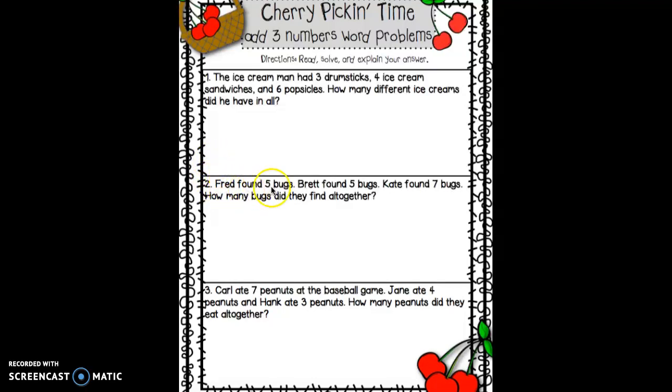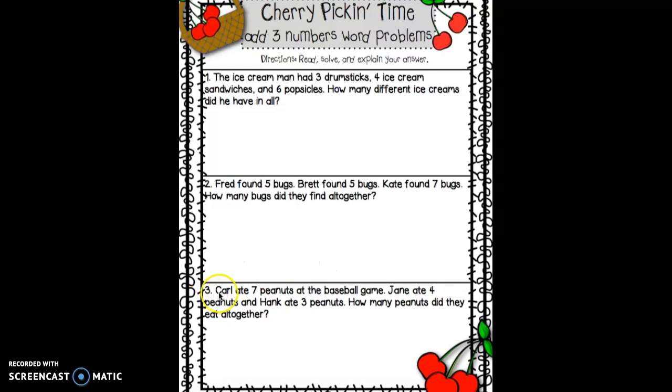Fred found 5 bugs. Brett found 5 bugs. Kate found 7 bugs. How many bugs did they find all together? Pause the video while you CUBS this word problem and then draw a picture and write an equation.